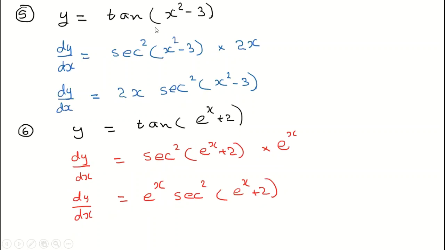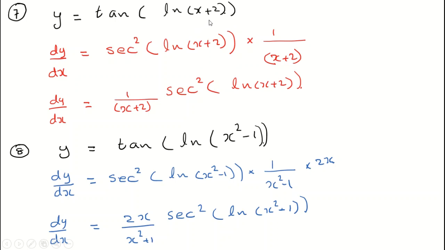tan(x squared minus 3). Sec squared(x squared minus 3). When you differentiate x squared minus 3, it is 2x. So 2x sec squared(x squared minus 3). y equals tan(e to the power x plus 2). So dy over dx is equal to sec squared(e to the power x plus 2) into e to the power x. So e to the power x sec squared(e to the power x plus 2).